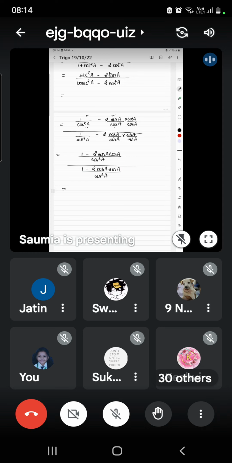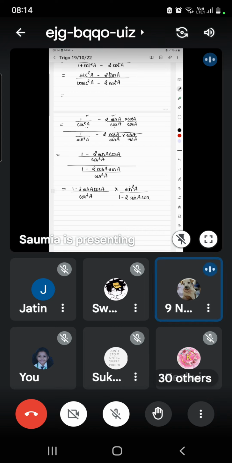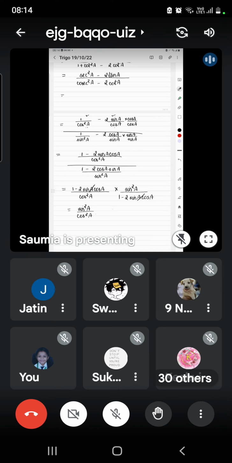I get a fraction at the top, I get a fraction at the bottom. So what can I do with the bottom fraction? Multiply the reciprocal. So what happens to this expression? 1 minus sin A cos A gets cancelled, and only sin square A upon cos square A remains, which is the same as... got it?